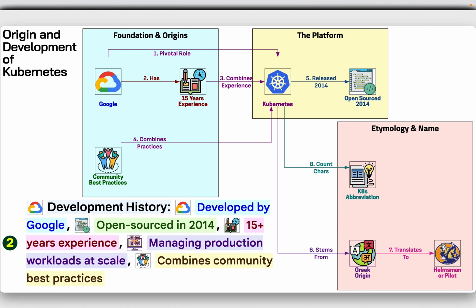Google played a pivotal role in developing Kubernetes, open sourcing the project in 2014. It combines Google's over 15 years of experience managing production workloads at scale with community's best practices.